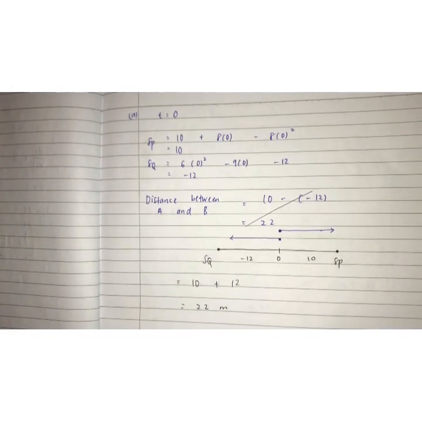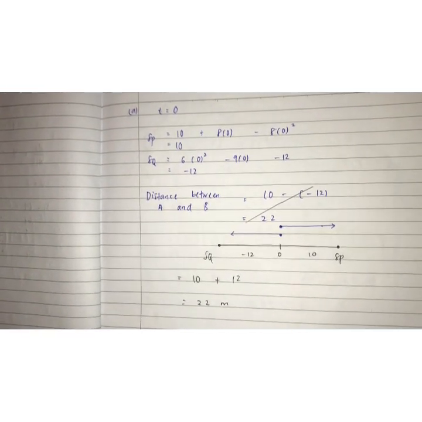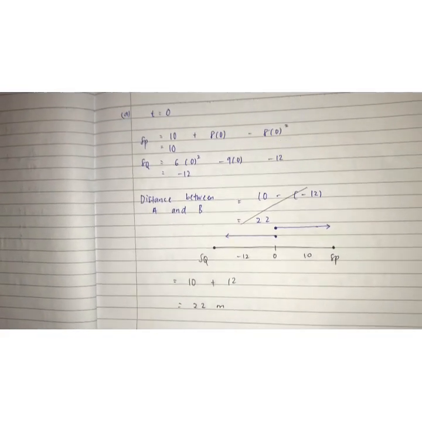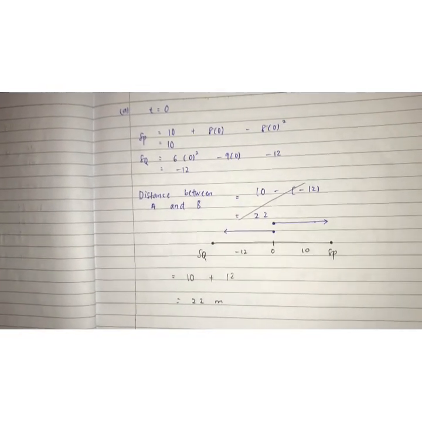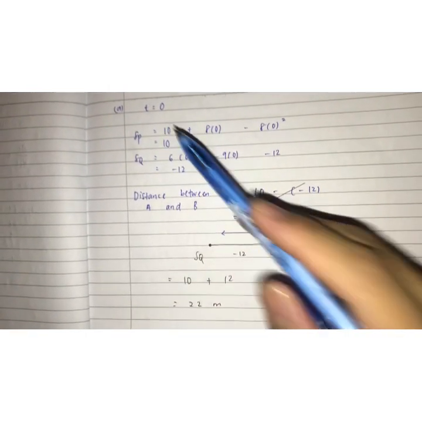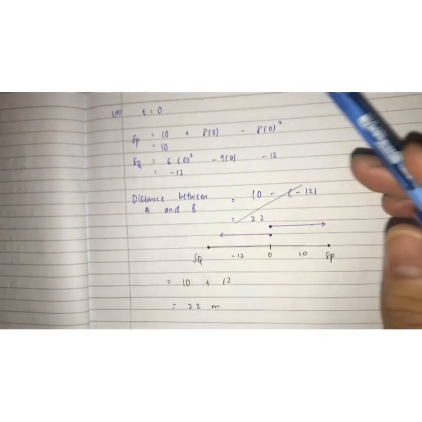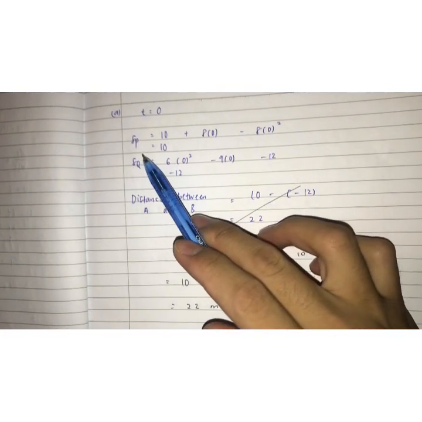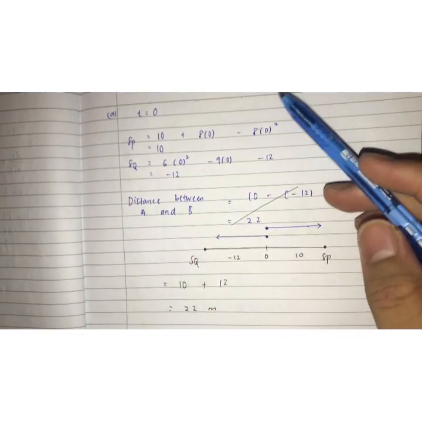For question A, it asks to find the distance between A and B. In this case, the question didn't give a clue about the time, so we assume that the time is equal to 0. First thing first, we substitute time equals 0 into the displacement functions. For this question, the displacement functions are available for P and Q. If we substitute, we will get this.